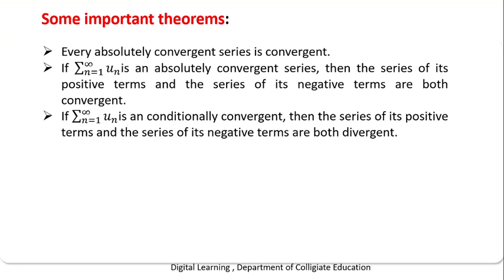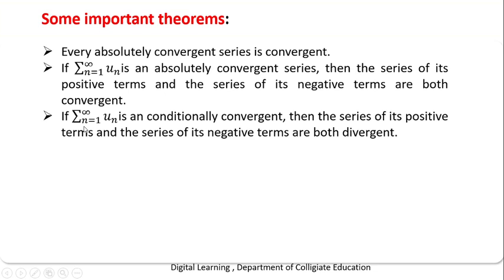Some important theorems. Every absolutely convergent series is convergent. But here, every absolutely convergent series is convergent, but a convergent series is not necessarily absolutely convergent. Second one, if summation n equal to 1 to infinity Un is an absolutely convergent series, then the series of its positive terms and the series of its negative terms are both convergent.